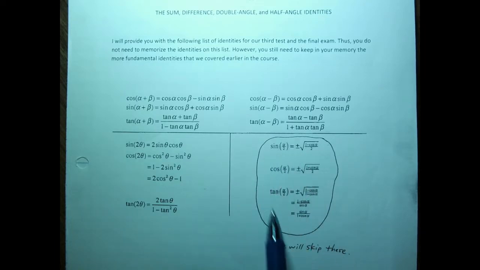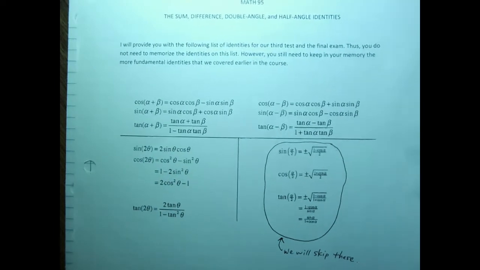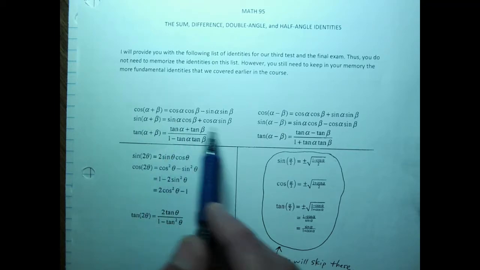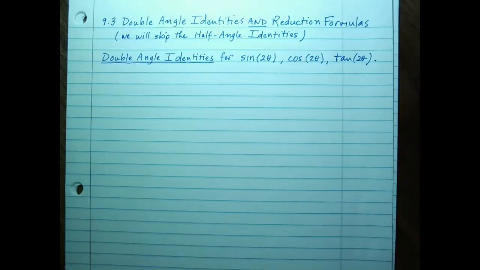And on this sheet, just for reference, I have some more listed here. These are called the half angle identities. That's what we're going to skip, okay? We're not going to talk about those. So let's start talking about the double angle identities, and we're actually going to build these off of the sum identities for sine, cosine, and tangent. So let's go ahead and do that.